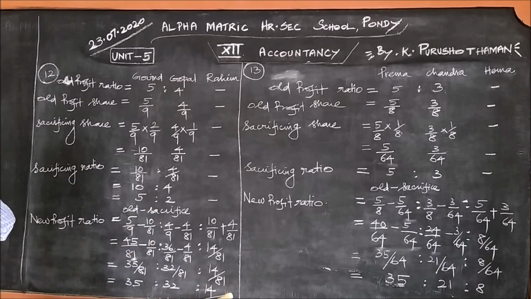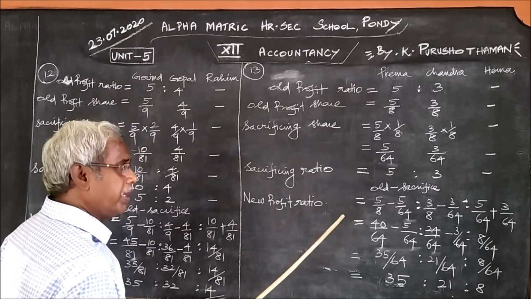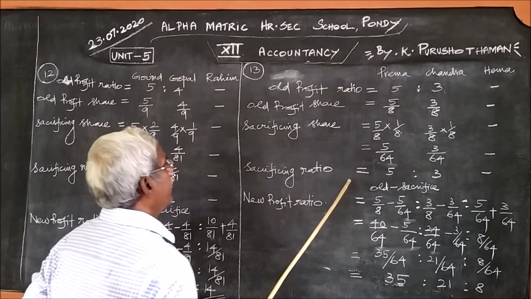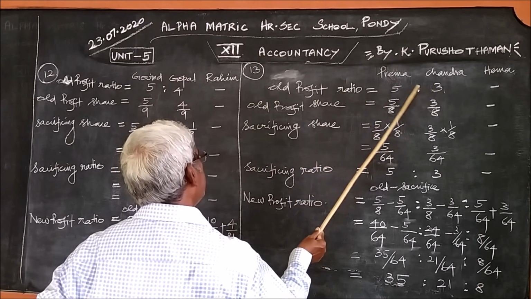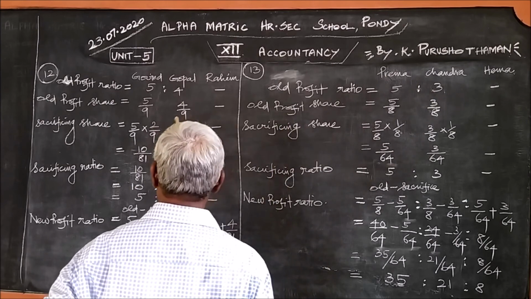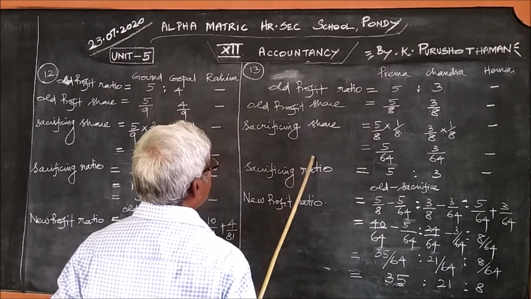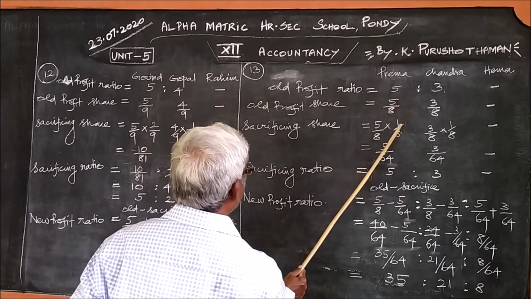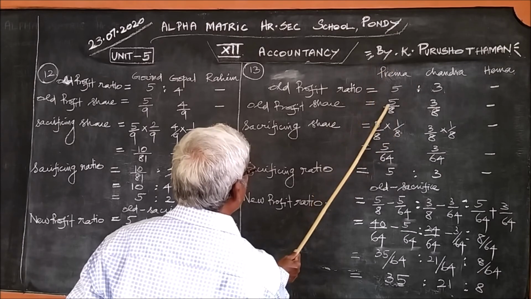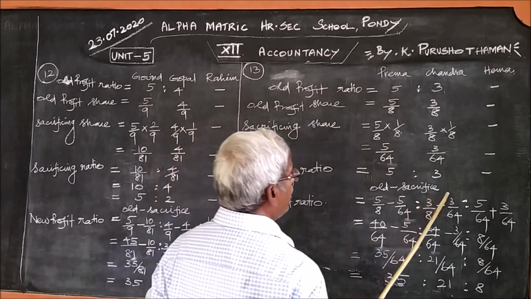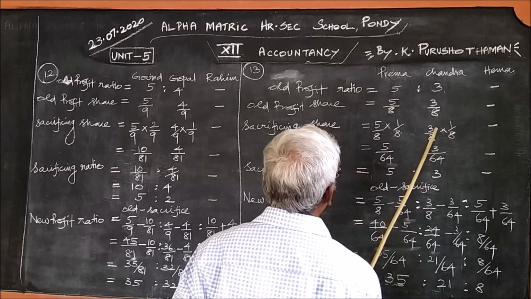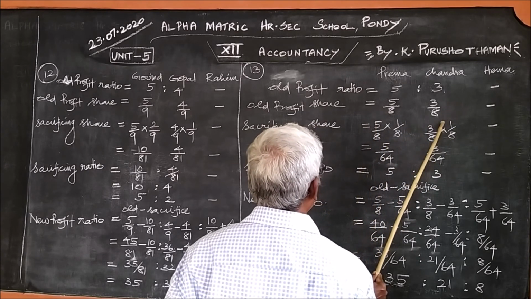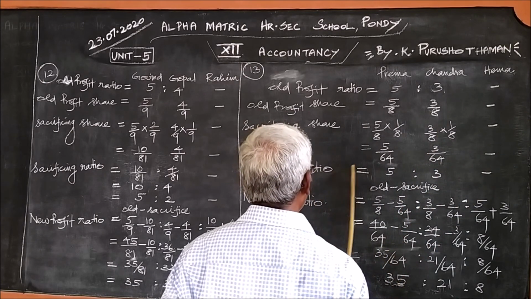Yes, so we pass on to 13, the same model, but the idea is different there. Here Prema and Chandra are the two partners and Hema is admitted. What is the old profit ratio of Prema and Chandra? 5 is to 3. Their old profit share is 5 by 8, 3 by 8. What is the sacrificing share? Prema is sacrificing 1 by 8 of her share, that is 5 by 8 into 1 by 8. Chandra is sacrificing 1 by 8 of her share, 1 by 8 into 3 by 8. Now you simplify, multiply: 5 by 64, 3 by 64. And the sacrificing ratio will be 5 is to 3.